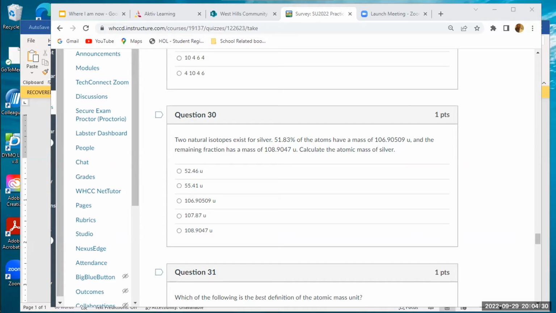Remember, these isotopes represent all the isotopes of silver. There's two of them. One of them is how much? What abundance? Okay, we have one that's at 51.83%, right? So that's the abundance. That's how much of it's in nature.